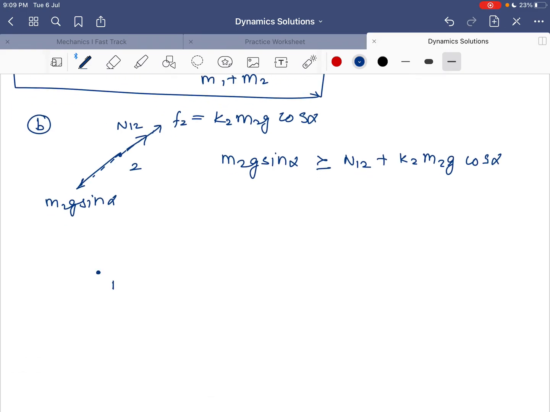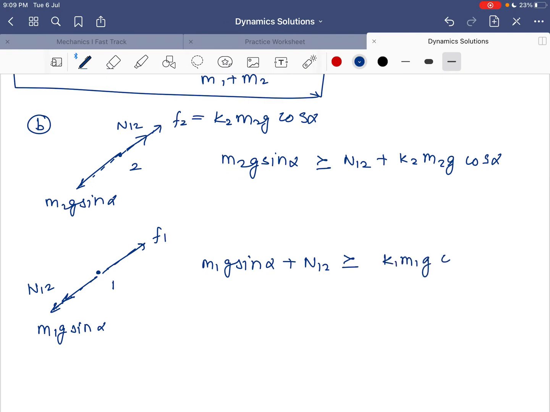Then on body 1, the component is acting here, m1 g sin alpha, the interaction force on 1 and 2, and the frictional force on 1. So again, m1 g sin alpha plus the interaction force N12 must be greater than or at least equal to the frictional force, which is k1 m1 g cos alpha. This is equation 1, this is equation 2.